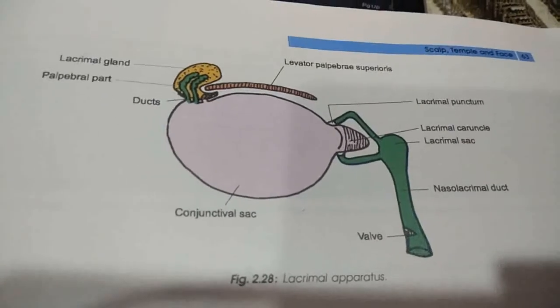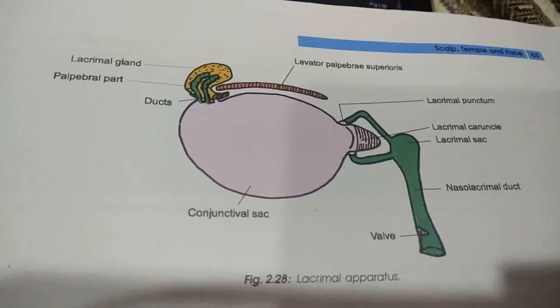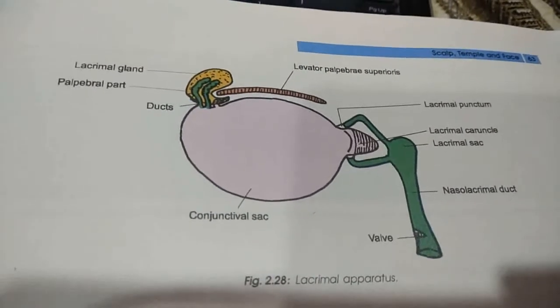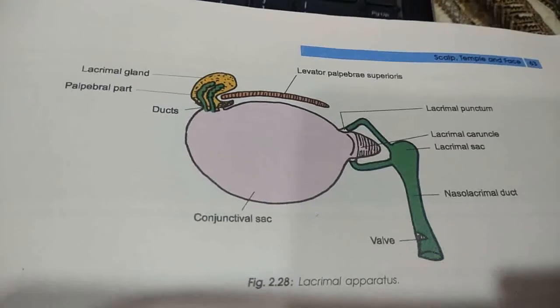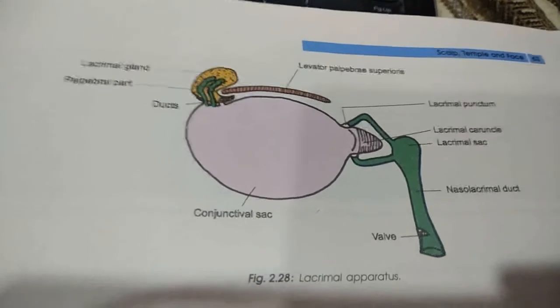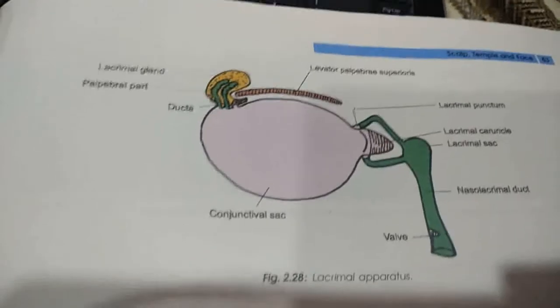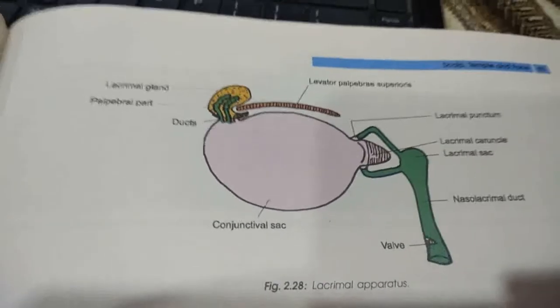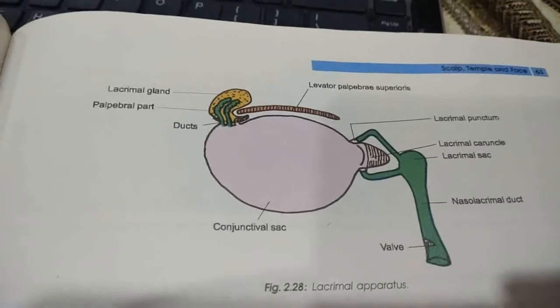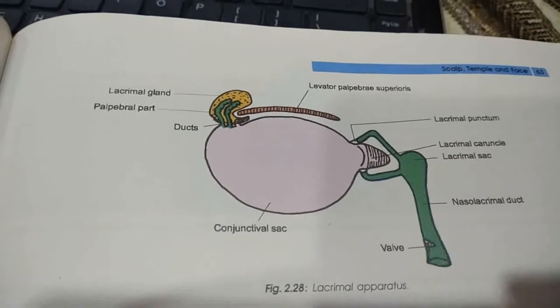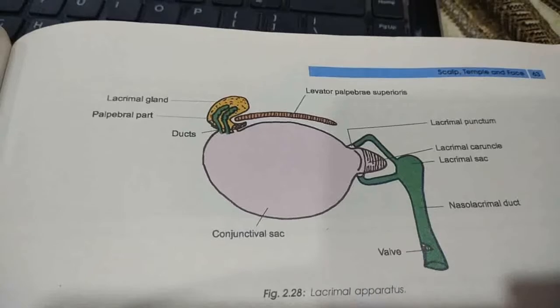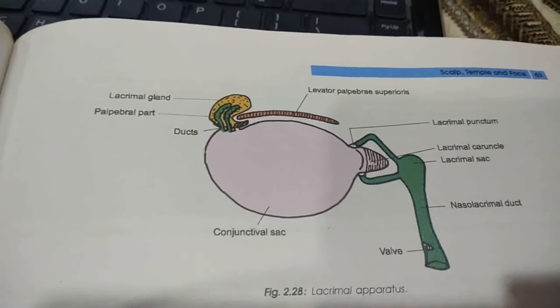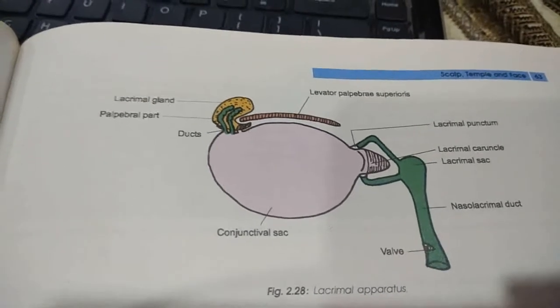Yes, dear students, next we have the lacrimal apparatus. Which all parts are included under the lacrimal apparatus? Firstly, the structures concerned with the secretion and drainage of lacrimal or tear fluid constitute the lacrimal apparatus.